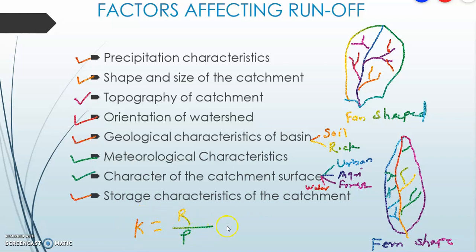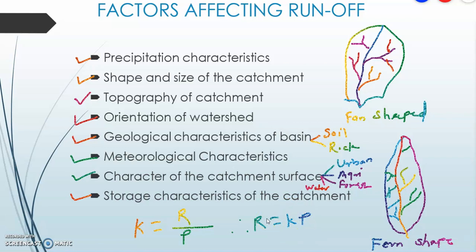So why is this runoff coefficient important? Because it gives us an idea for the particular area. If the rainfall is, suppose, 100 mm, we can calculate how much runoff can be generated. So here we can convert this: runoff is equal to k into P. If rainfall occurs, say 100 mm, then we get an idea that this much amount of runoff can be generated, not exactly but near about the same. That's why the runoff coefficient factor is very important.